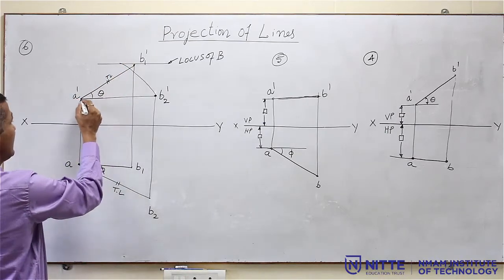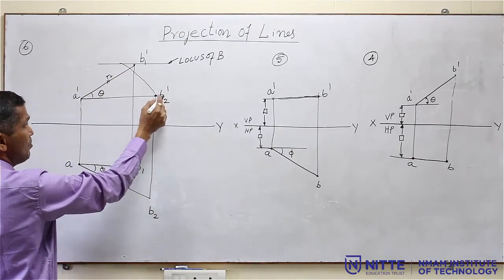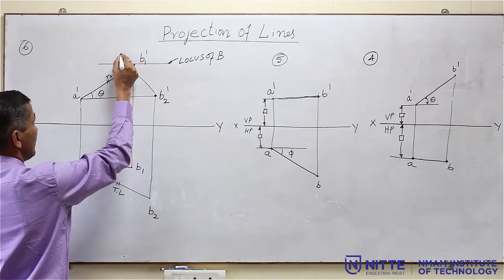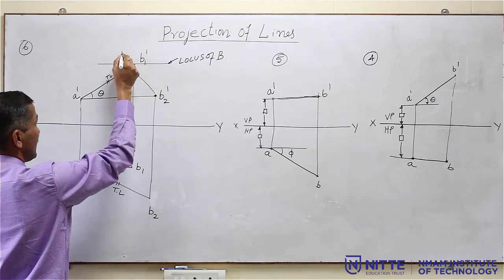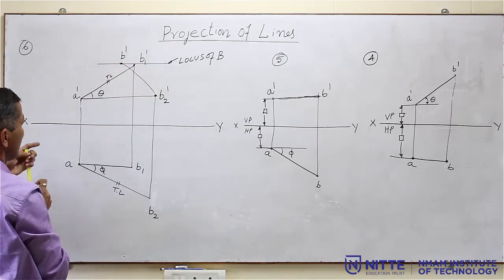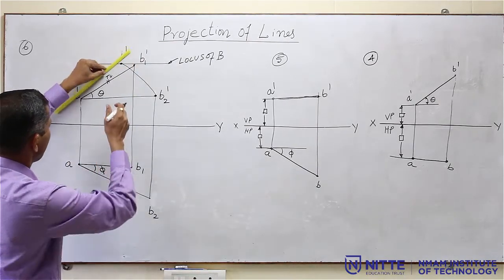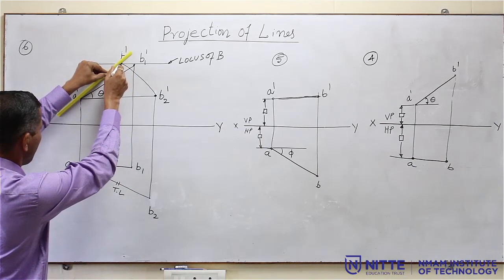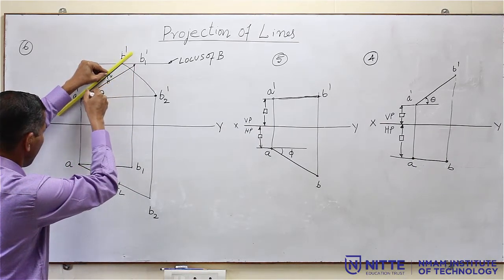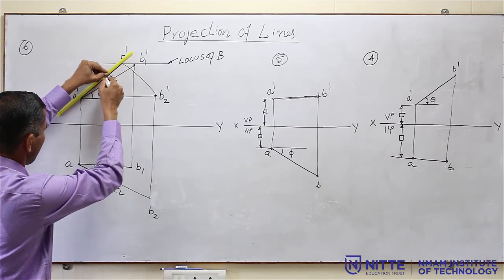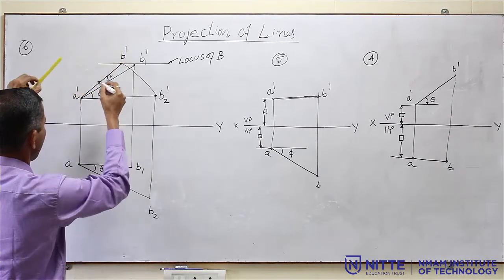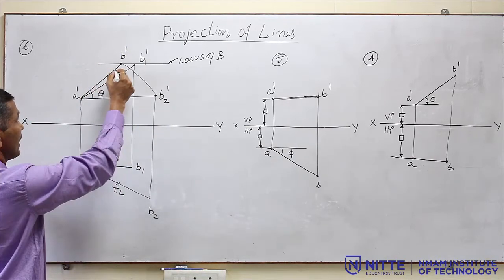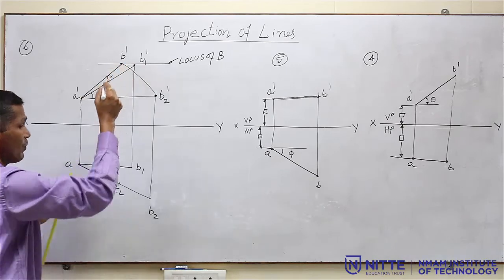What is the center? A dash. What is the radius? A dash B2 dash. Draw an arc and cut this locus. The point where the locus is cut by the arc is B dash. Now, you join A dash B dash by a dark line. You have to draw it only once, do not repeat it so many times. Single stroke, dark line. So, now this is the front view in this position.